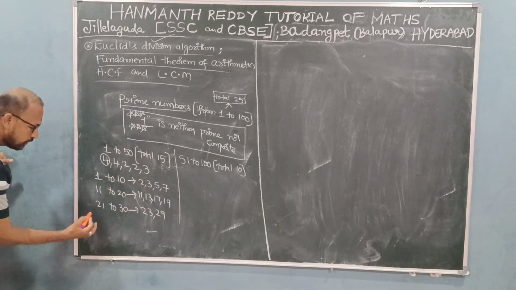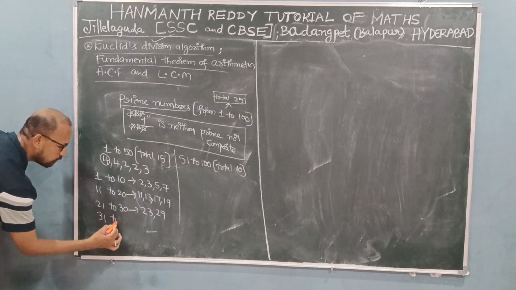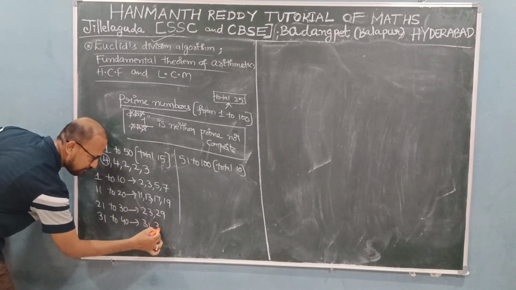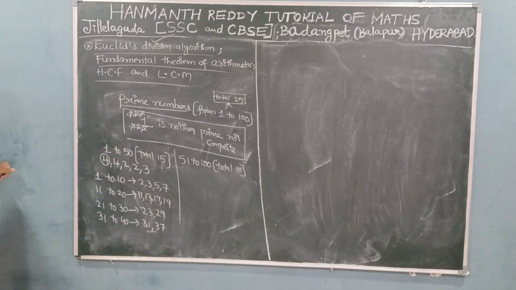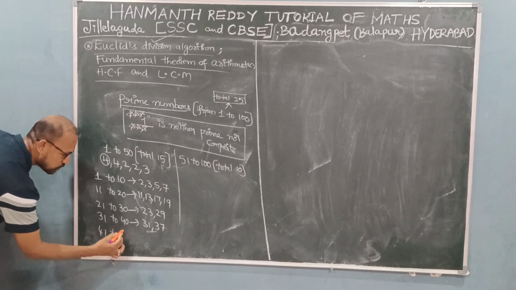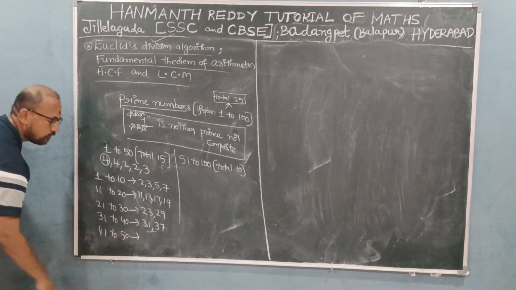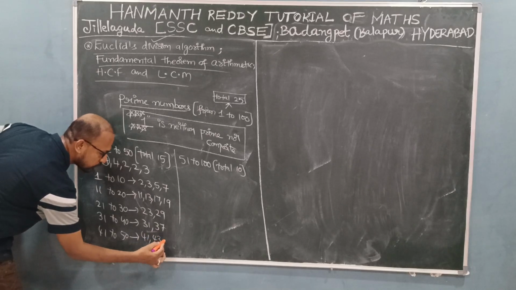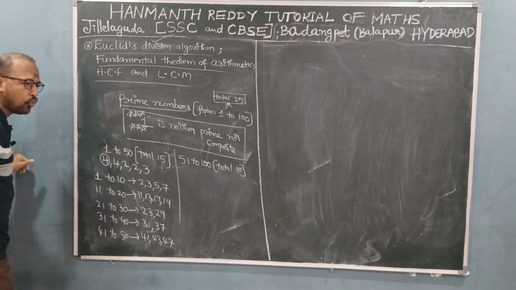Now again 31 to 40. That is nothing but 31 and 37. Last, 41 to 50, the last group in 1 to 50: 41, 43, 47. Remember it like a telephonic code number.